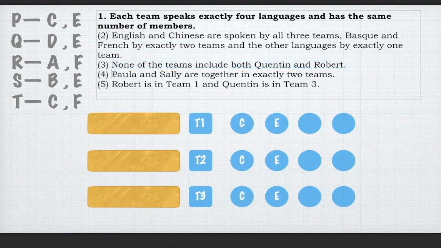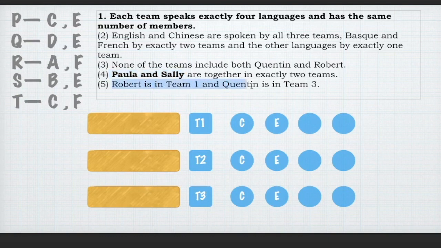Great. Paula and Sally are together in exactly 2 teams. Okay, so Paula and Sally are together in exactly 2 teams. So out of these 3 teams, in 2 of them, Paula and Sally are going to be together. As of now, I do not know where and how. So that's why I'm not putting too much effort, and the rule is right in front of my eyes anyway, right?